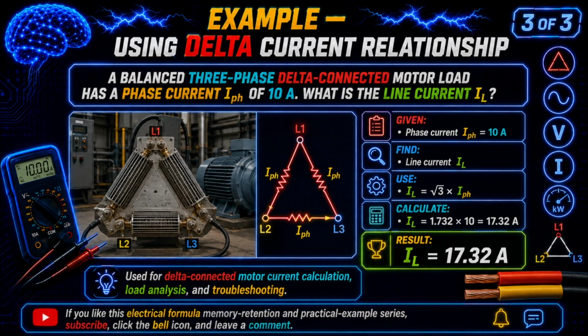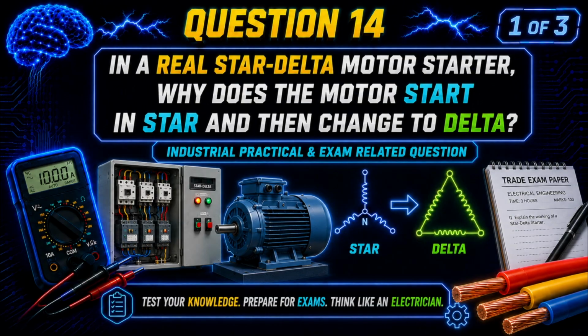Now that we understand the formula, let's look at one final example that connects industrial practical work with trade and license exam knowledge. We'll use a real star-delta motor starting situation to see how these voltage and current relationships are applied in the field, and how the same concept can appear in an electrical exam question. In a real star-delta motor starter, why does the motor start in star and then change to delta? This is a very common practical and exam-related question, so let's understand it clearly.